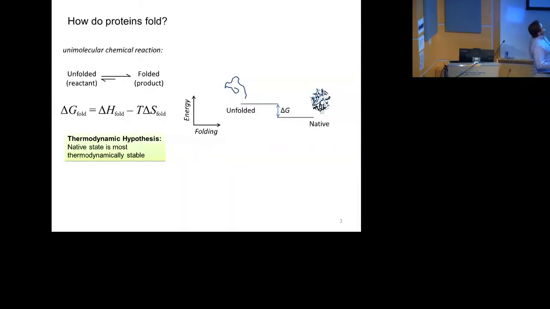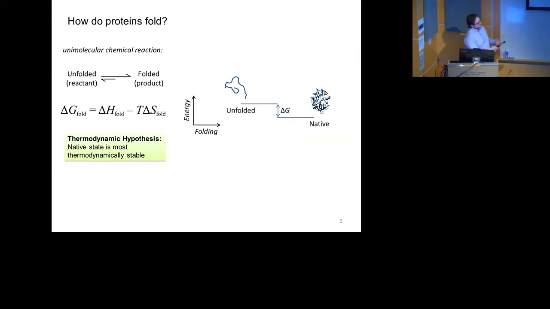So, just to back up again, what I was interested in is how do proteins fold? If we strip it down to the simplest case, we can think of it as a unimolecular chemical reaction, where we have the unfolded protein as the reactant, and it turns into the folded product. This can be described in terms of thermodynamics, in terms of the free energy, the balance of the enthalpy and entropy. That determines the structure of the protein. So the thermodynamic hypothesis is that the native state is the thermodynamically most stable state. That's how proteins know to get to the native state.